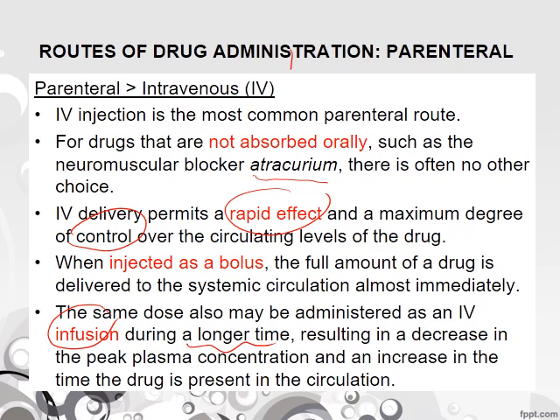For example, if you have an IV bolus, the peak plasma concentration is achieved very quickly, but it may also drop quickly. But if you have an infusion, the peak is achieved slowly, however it may maintain the blood concentration longer. From there, you may have longer effects.